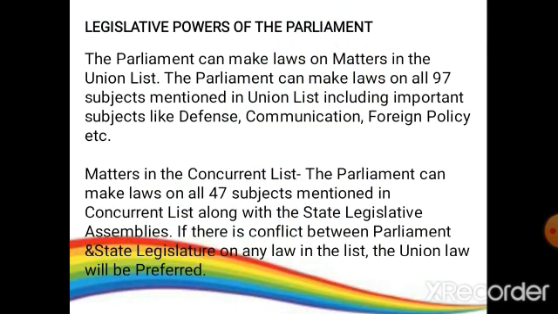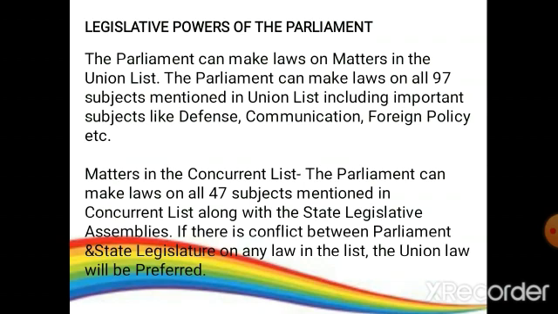Next we'll see the legislative powers of the parliament. The parliament can make laws on matters in the union list. So we have the three lists: union list, state list and the concurrent list. And the union parliament can make laws on the matters in the union list. Okay, the parliament can make laws on all 97 subjects that are mentioned in the union list, including important subjects like defense, communication, foreign policy, etc.